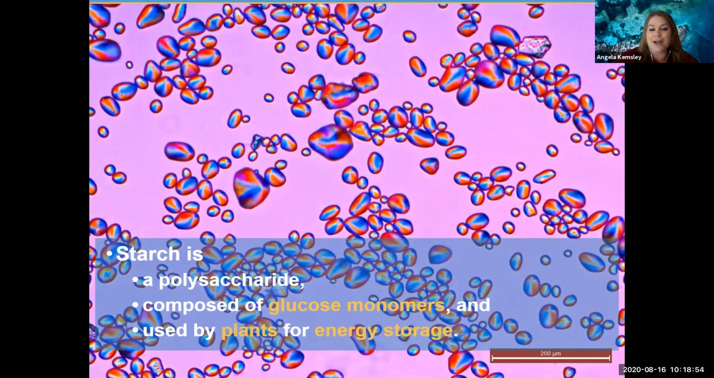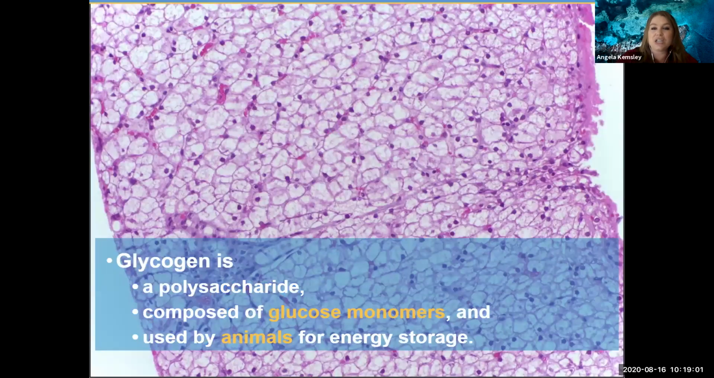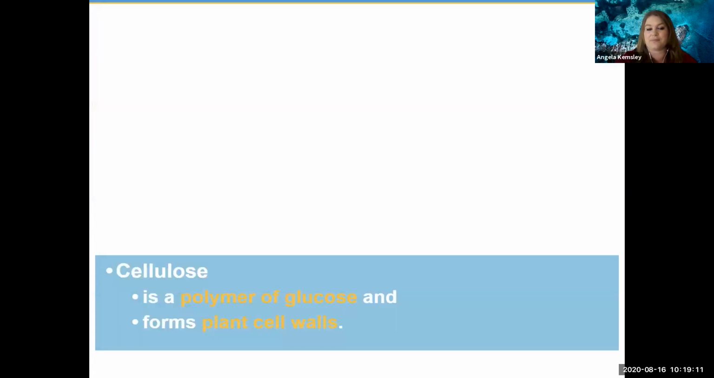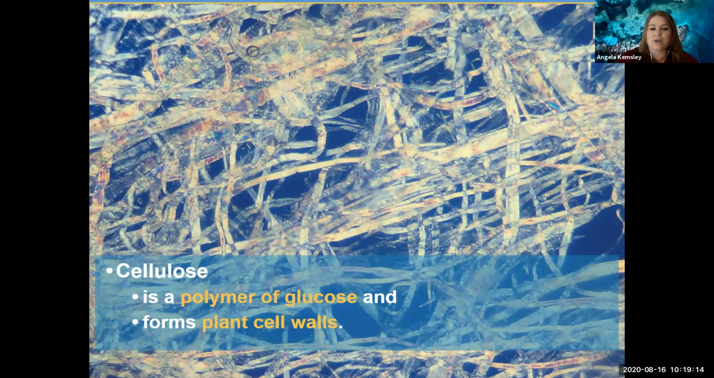Starch is a polysaccharide. It's composed of a glucose monomer and used by plants for energy storage. Glycogen is another type of carbohydrate. It's a polysaccharide composed of glucose monomers, and glycogen is used by animals for energy storage. Cellulose is another type of carb. It's a polymer of glucose, and cellulose is important. Remember this one. It forms plant cell walls. We're going to talk about plant cell walls quite a bit in future lectures, so remember that plant cell walls are made of cellulose.